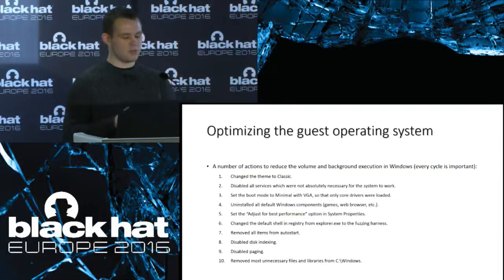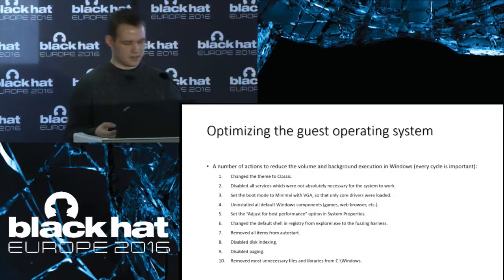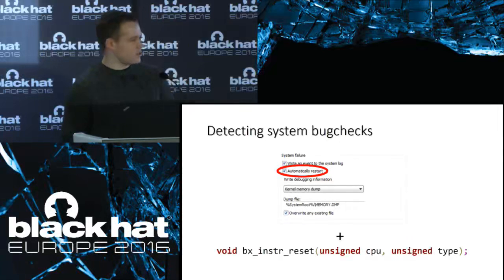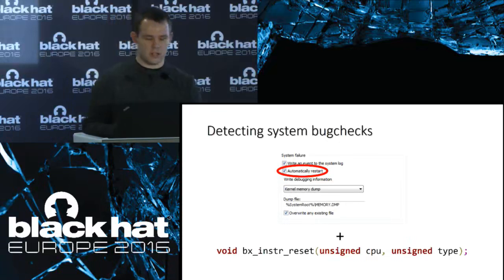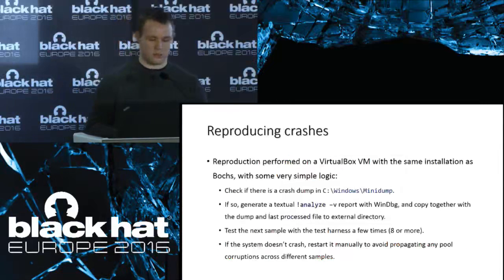would actually be triggered in the Windows kernel. I also optimized the operating system to the maximum extent. So I disabled all of the themes, disabled services that were not necessary, removed most of the system files, removed all items from AutoStart, disabled paging and stuff like that to make sure that the guest system was actually very quick and we wouldn't be losing any cycles inside of Bochs. And of course, I also had to make sure that the system would actually restart when a crash happened, so I could just detect a system reset as an indicator for a crash in the Windows kernel.